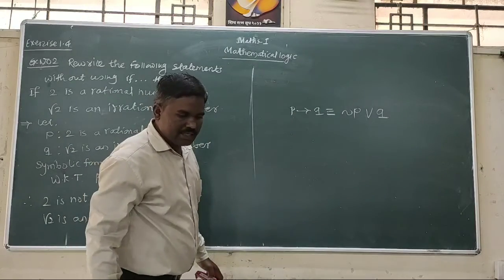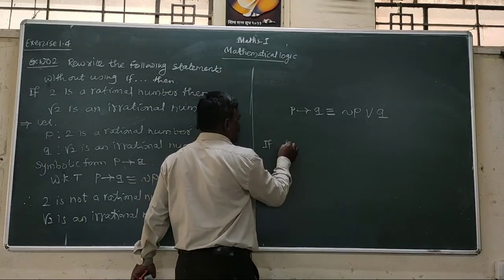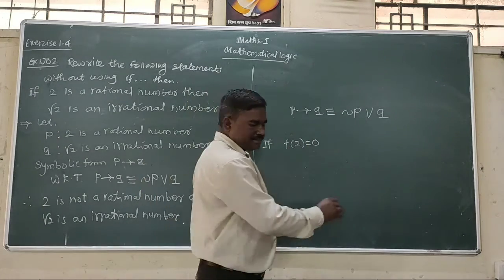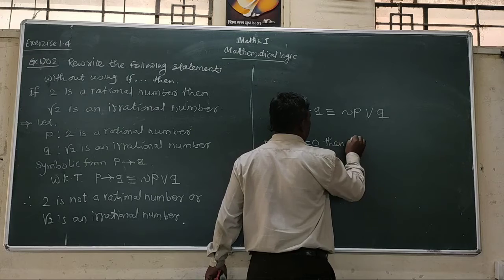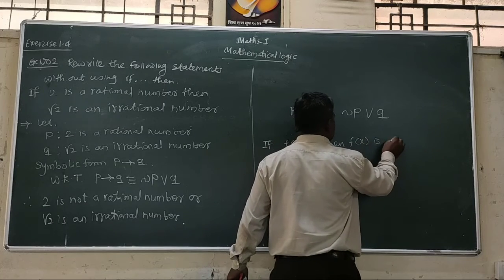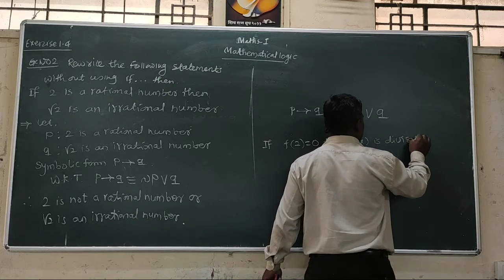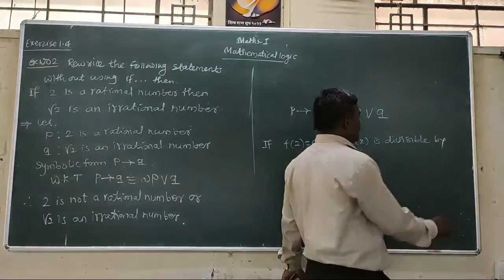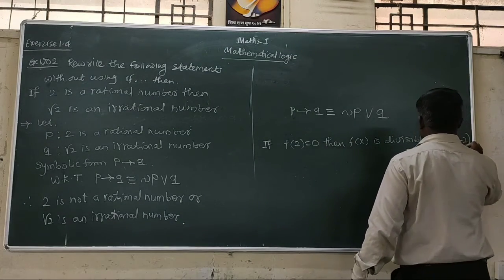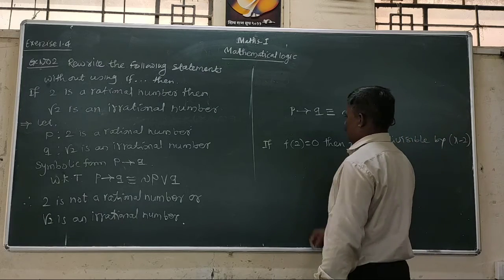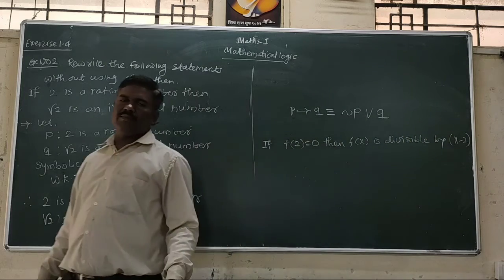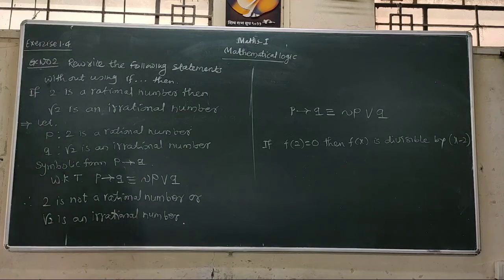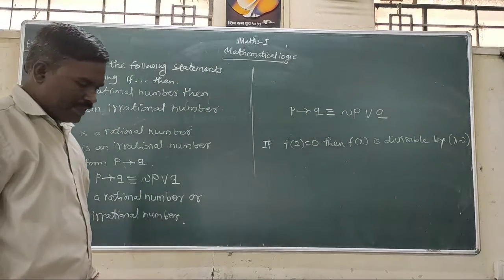Therefore, the example is: if f of 2 is equal to 0, then f of x is divisible by x minus 2. Okay. Rewrite this example without using the if.